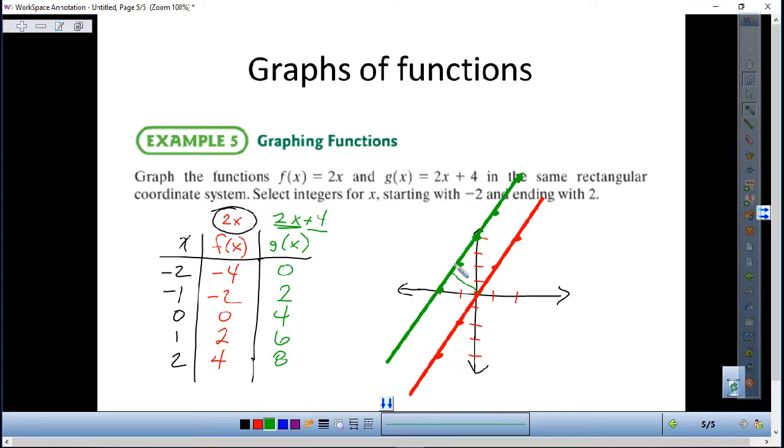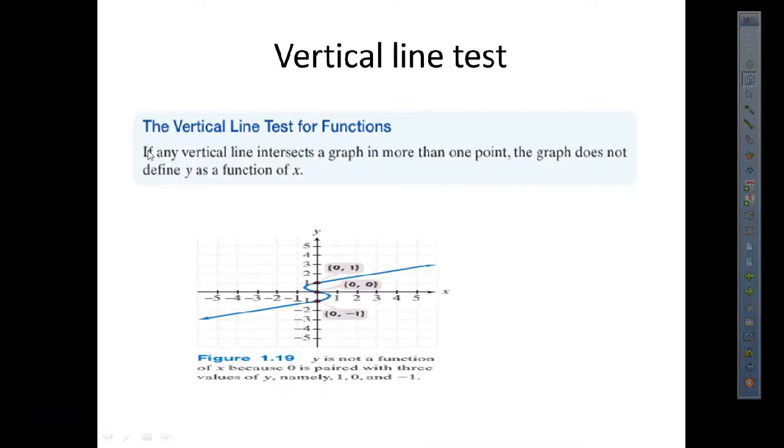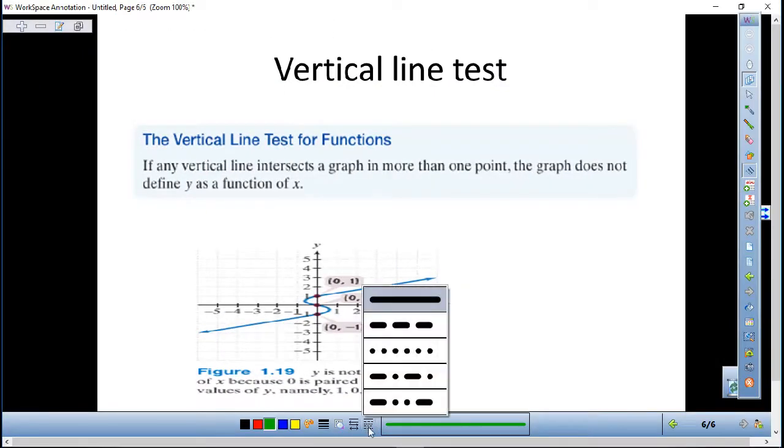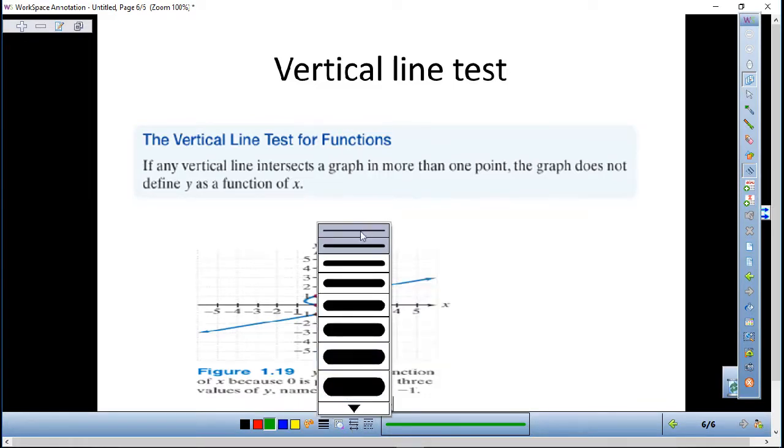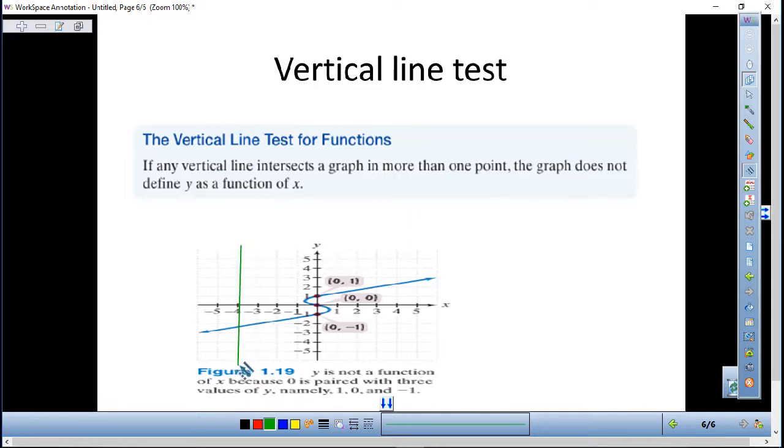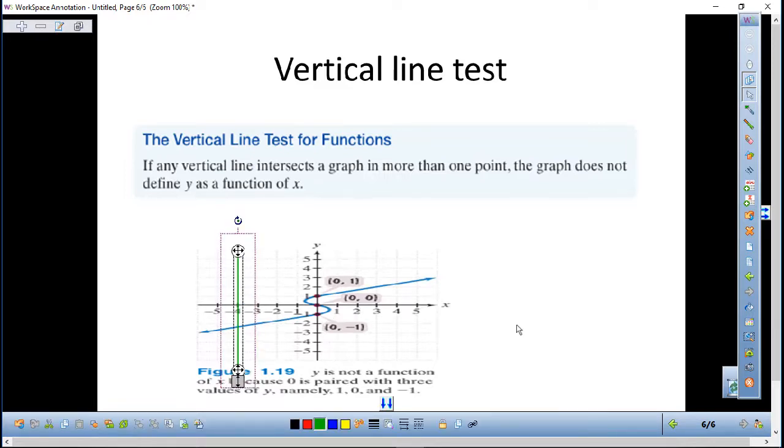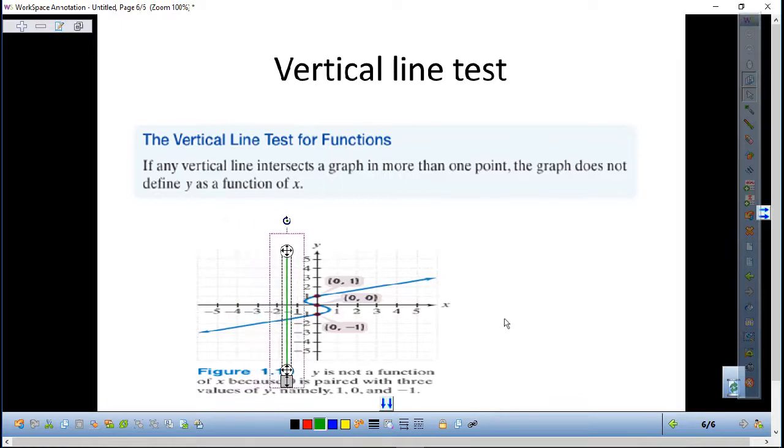All right, now if any vertical line intersects a graph in more than one point, then the graph does not define y as a function of x. For instance, if I draw a vertical line, and I move that vertical line across, right here I'm good. But as soon as I get to here, notice that the green line hits two places, right there and right there, and that means that this blue line, this relation, is not a function.